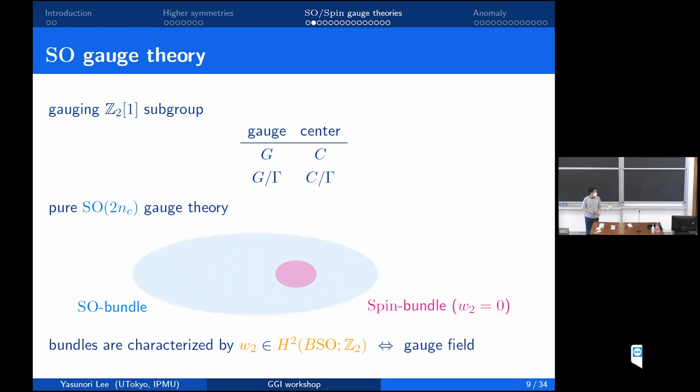And therefore, one can regard this W2 as a background gauge field for the Z2 one-form symmetry to be gauged from the spin gauge theory point of view. So if you start from spin gauge theory and couple it to non-trivial W2, and then sum over them, if you gauge the Z2 one-form symmetry, then you are actually summing over all possible SO gauge bundles, and that's by definition SO gauge theory. So that's how spin gauge theories and SO gauge theories are related. They are related by gauging of Z2 one-form symmetry.